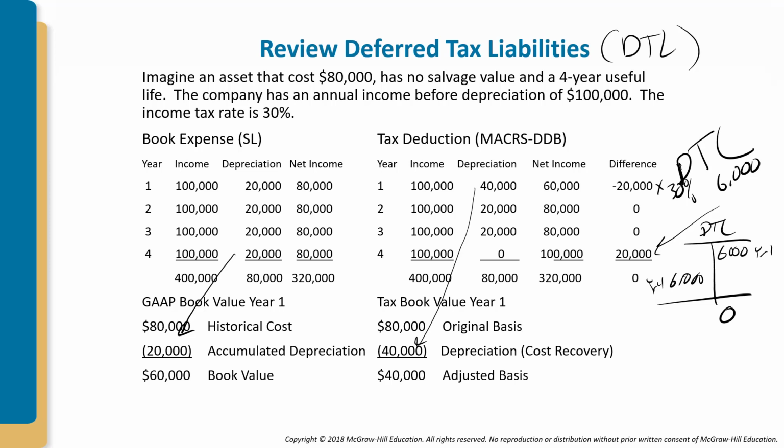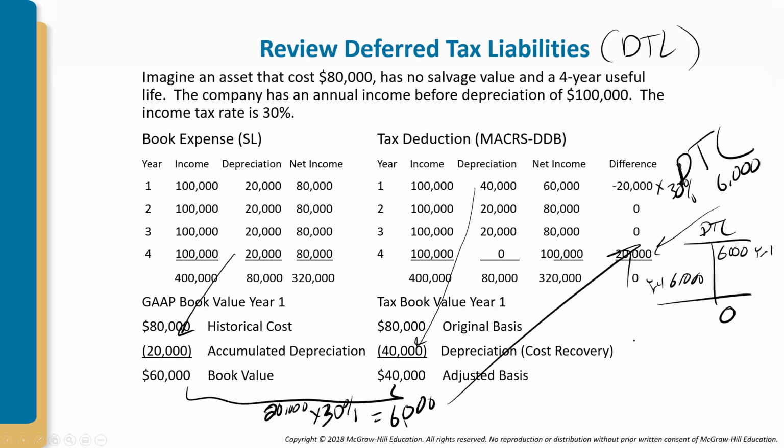They're different by how much? Well, conveniently, they're different by $20,000, and that's the same. And then of course we took that difference in their book values times 30%, which gives us the same $6,000 that we computed up there.